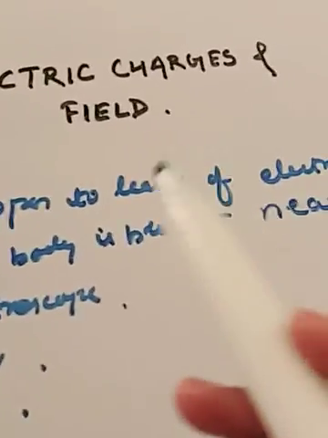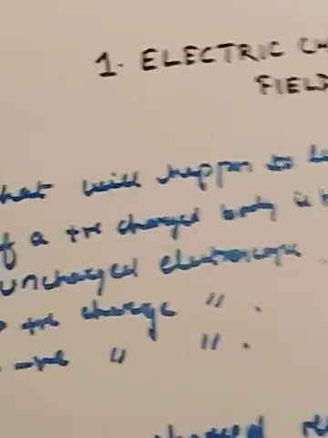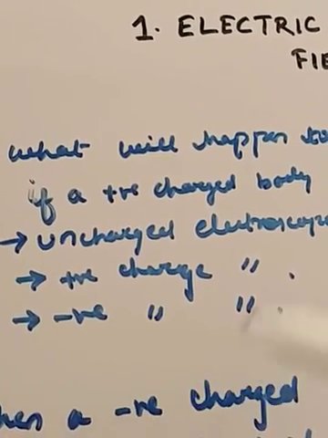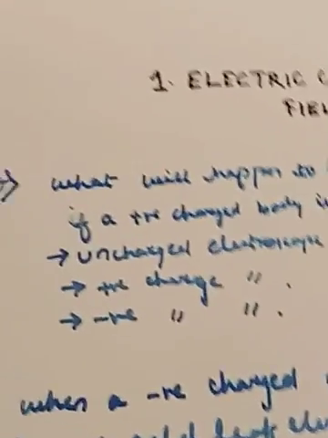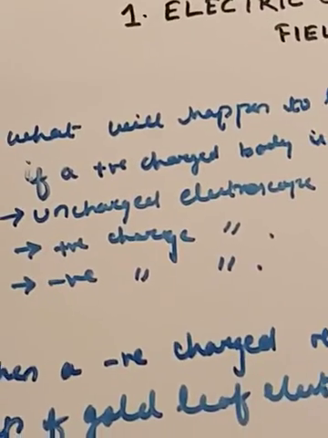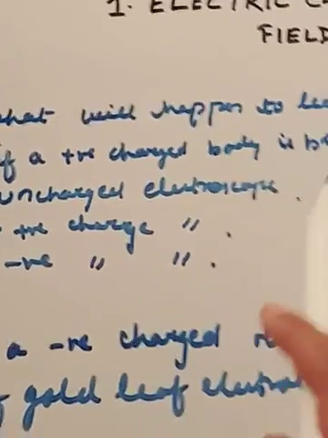What will happen to the leaves of an electroscope if a positively charged body is brought near an uncharged electroscope, a positively charged electroscope, and a negatively charged electroscope? Answer it. Please think before you answer. First think about what will happen to the leaves of the electroscope if a positively charged body is brought near an uncharged electroscope.